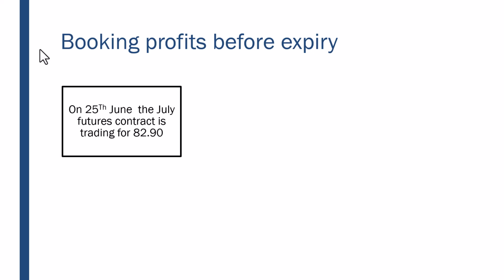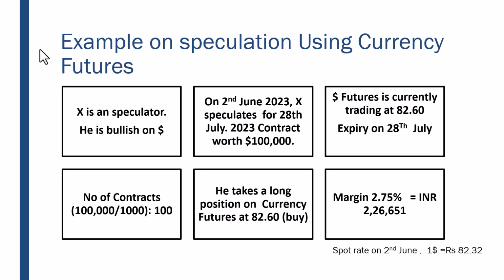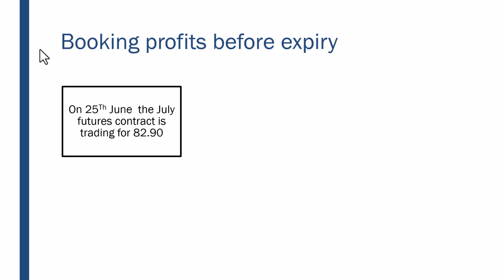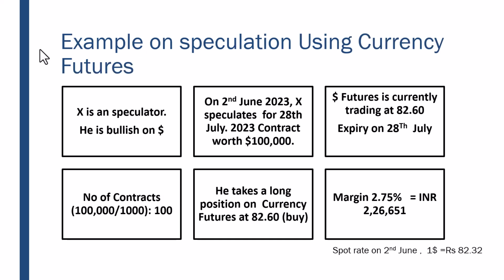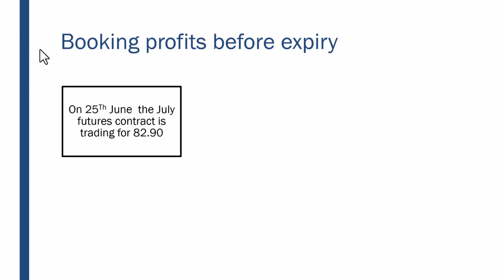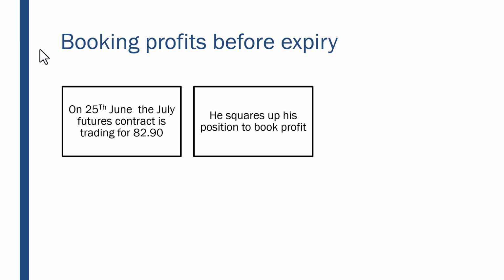On 25th of June, the July future contract is trading at 82.90. So on 25th of June, he again entered the screen and saw the same contract, which was earlier selling at 82.60. Today it is selling at 82.90, because the price can change every day, every second. So he's sitting on a gain. He bought it at 82.60, and today it is selling at 82.90. So he's actually making a gain because the dollar has moved up in the futures market. So what he'll do, he'll square up his position.